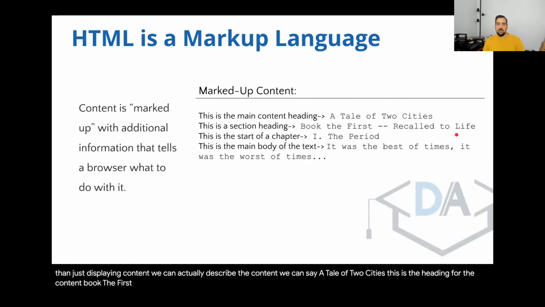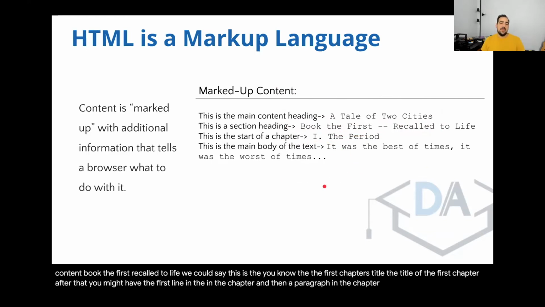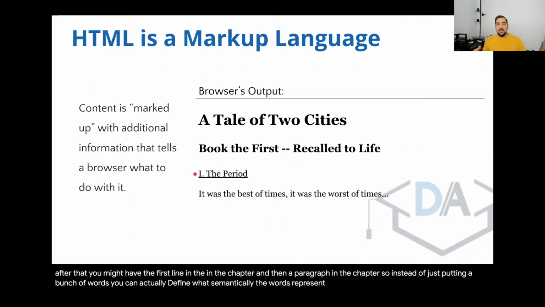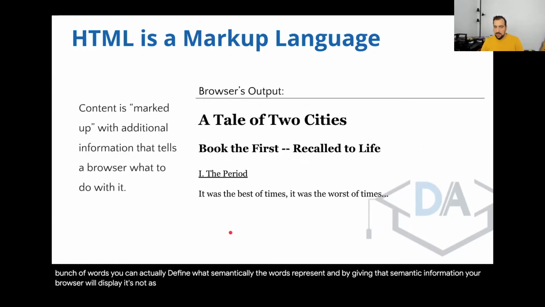Book the First: Recalled to Life. We could say this is the first chapter's title. After that, you might have the first line in the chapter and then a paragraph in the chapter. So instead of just putting a bunch of words, you can actually define what semantically the words represent. And by giving that semantic information, your browser will display it not as one big sentence, but as content with hierarchy and meaning.